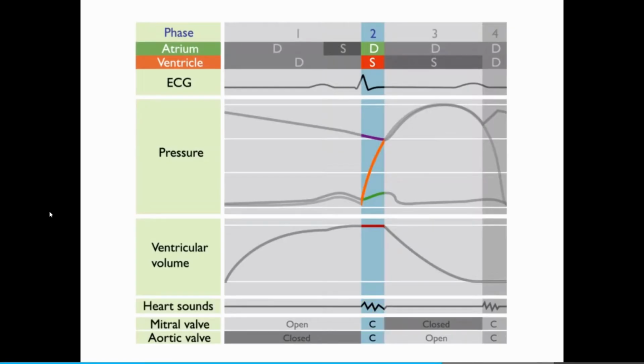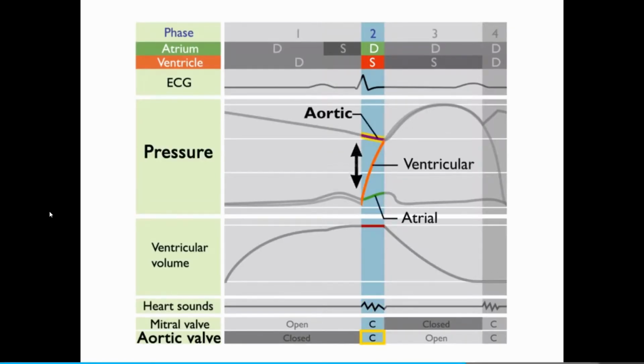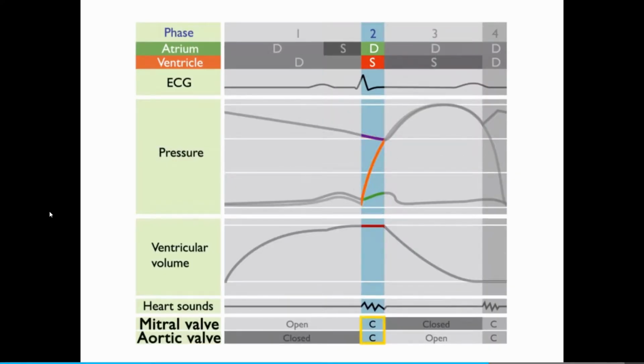During isovolumetric contraction, the aortic valve remains closed because aortic pressure is still higher than ventricular pressure. Since all of the heart valves are closed, blood cannot enter or leave the ventricle. The volume in the ventricle remains constant at the end diastolic volume, or EDV. That's why this phase is called isovolumetric contraction.